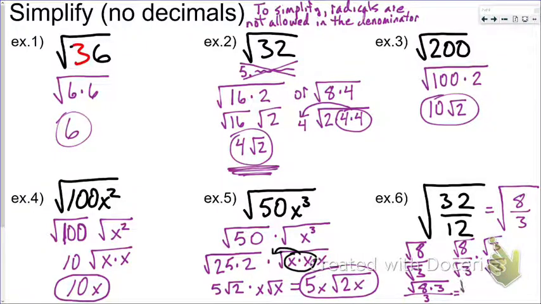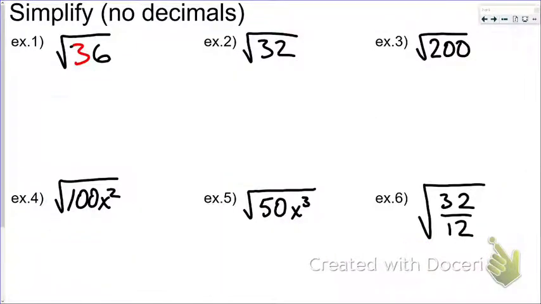That breaks down to 4 times 2 times 3 all over 3. The 4 comes out as a 2, so the final answer would be that. All right, I hope that makes sense. That is it for our radicals.